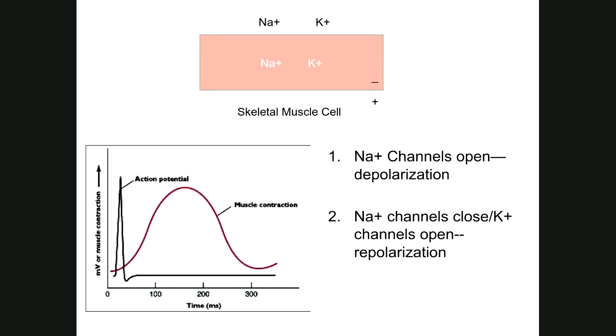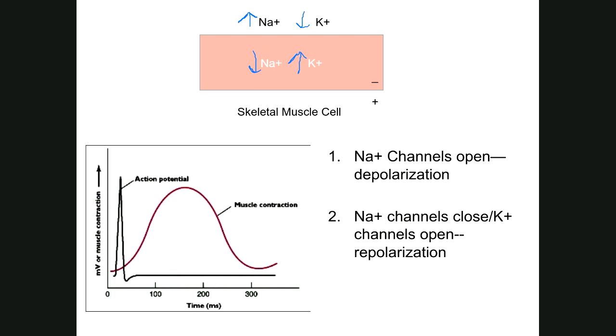And one of the things that you may remember about skeletal muscle cells is that they have sodium and they have potassium on the two sides of the membrane. But the sodium is at a higher concentration outside the cell, so I'm using that arrow to represent that, and it's at a lower concentration inside the cell. And potassium is at a higher concentration inside, and it's at a lower concentration outside.